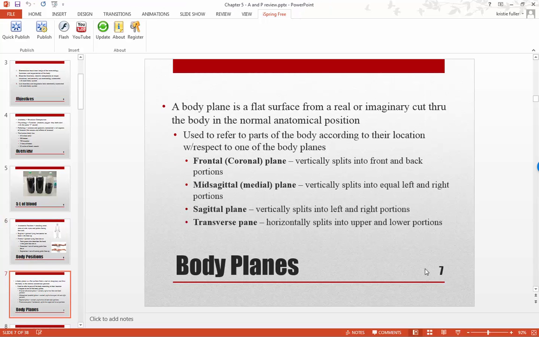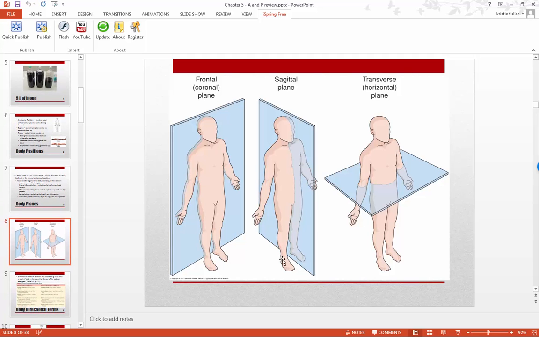Some other terms to know are the body planes. You have the frontal or coronal plane, and the medial plane, which is called the mid-sagittal or sagittal plane. Here's the picture: the coronal, or frontal plane, in the first one. The second one is the sagittal plane. It's called a mid-sagittal if it cuts the body directly, evenly in half. Really, they're the same thing. And then transverse would be horizontal.